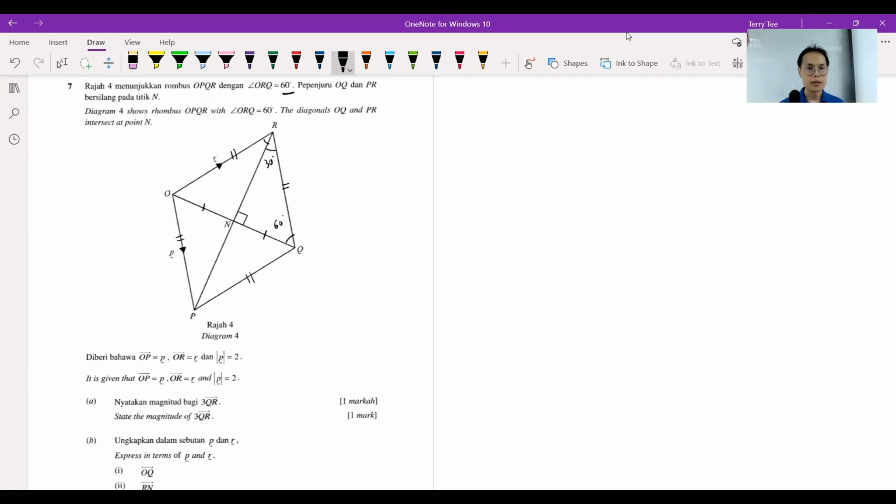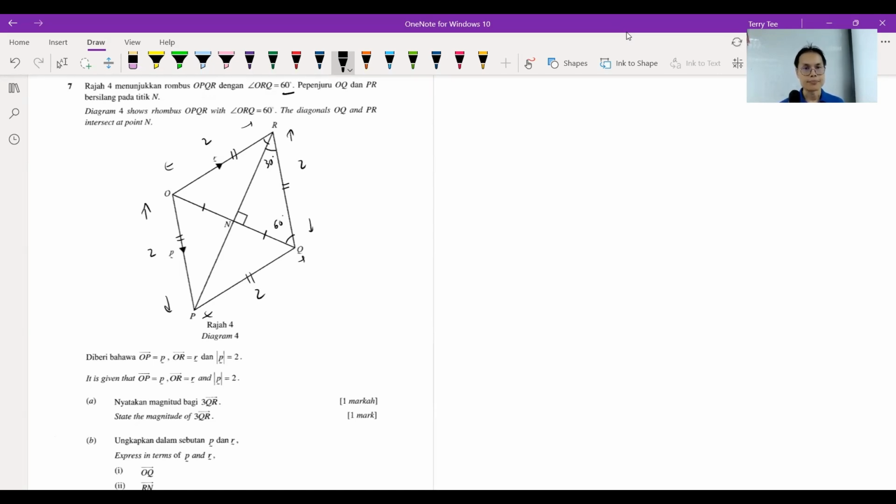Okay. So it is diberi bahawa OP is P, OR is R, and magnitude P is 2. Okay, magnitude P. That means the length of this, they are all 2. This one is 2. This one is 2. This one is 2. This one is 2. They are all 2.